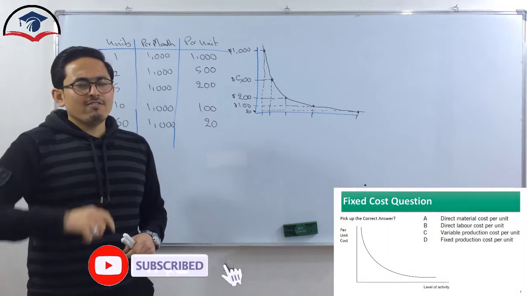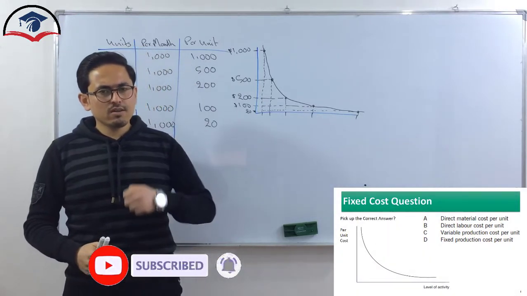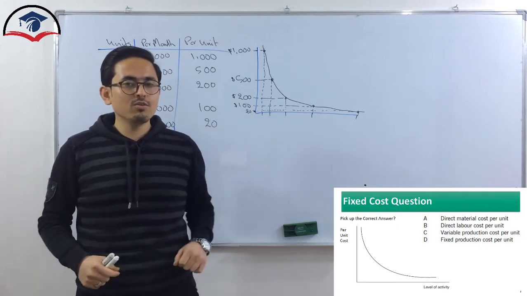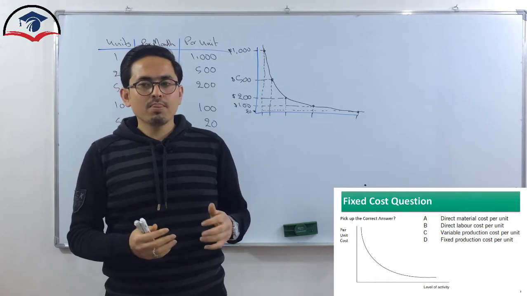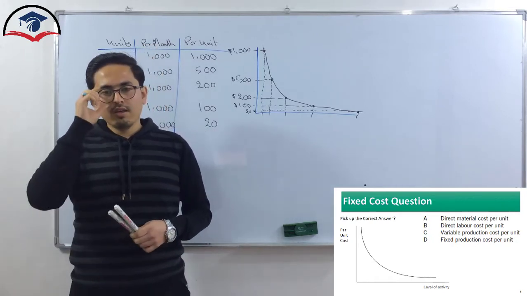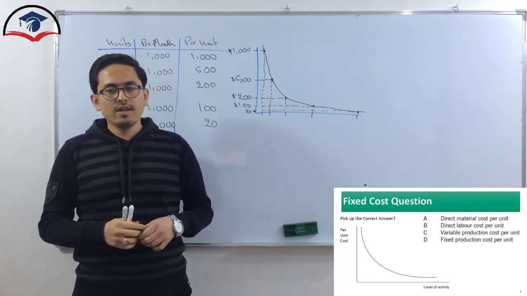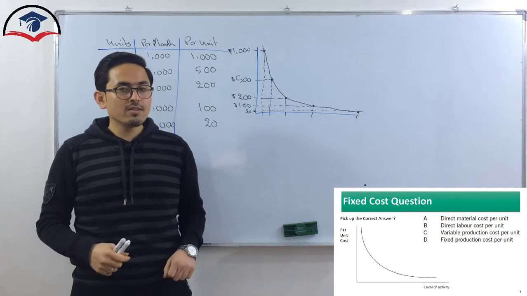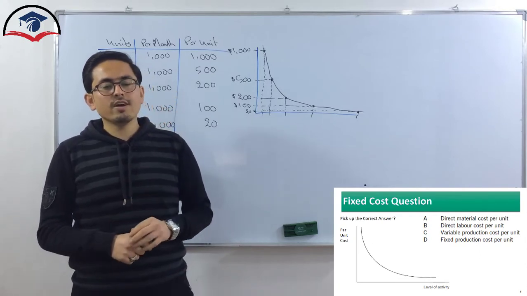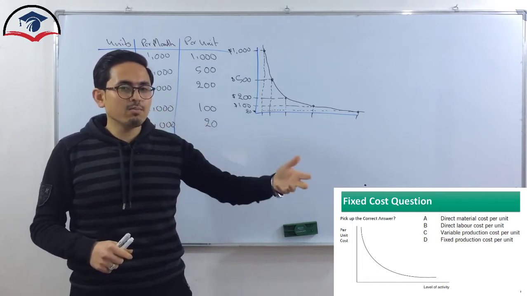As always, we have the practice question. The practice question says pick the correct answer. Here is a graph and 4 options given to you. Read them and pick the right answer, the correct one. The graph is on per unit cost, and the options are direct material cost per unit. It is a type of variable cost, direct material, the material you have used directly in the product.